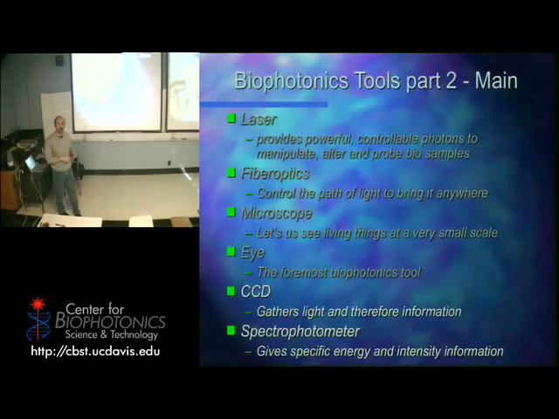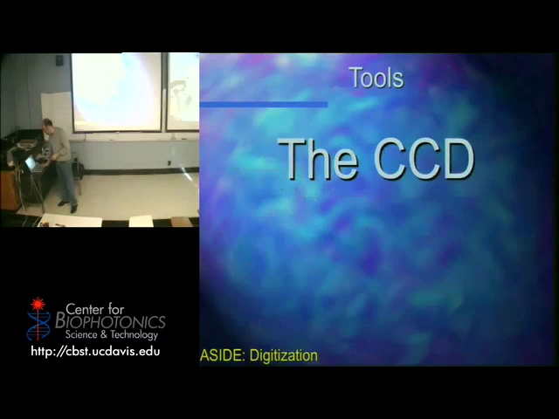It's called a spectrophotometer. Okay? So the spectrophotometer is what you guys will be using next week. Actually, you'll start using it next week and the week after. And that'll be the tool that you use to get the data for your second lab report. Okay? So the CCD.